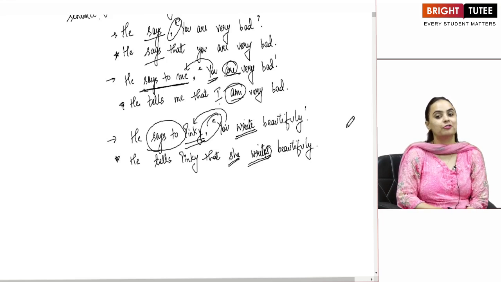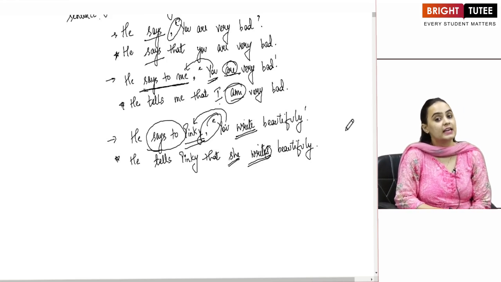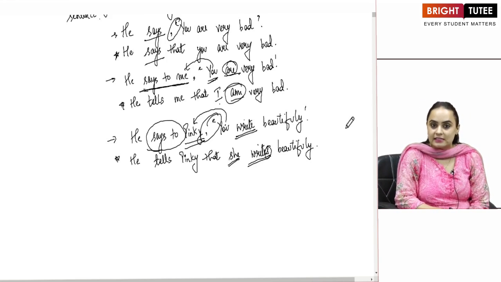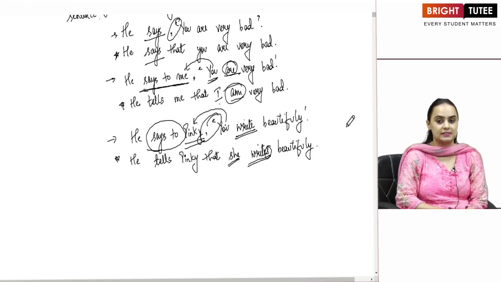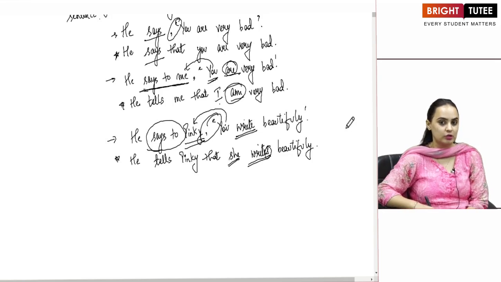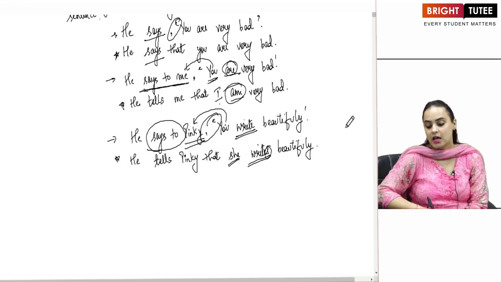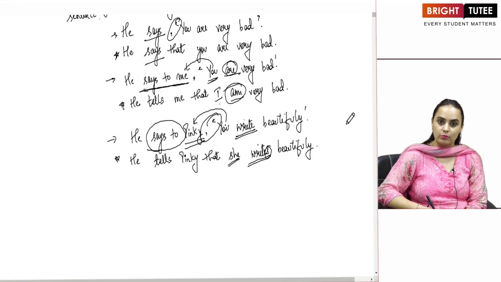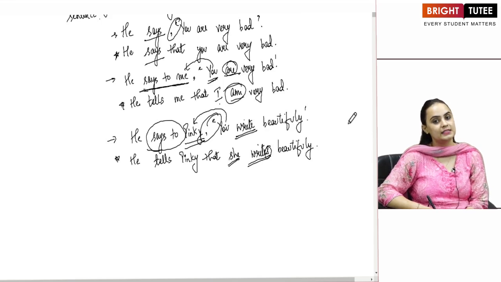So she writes, she tells, she eats, he drinks, it rains. So whenever we have our subjects like he, she and it, we always write the first form of the verb and add an s or es at the end.